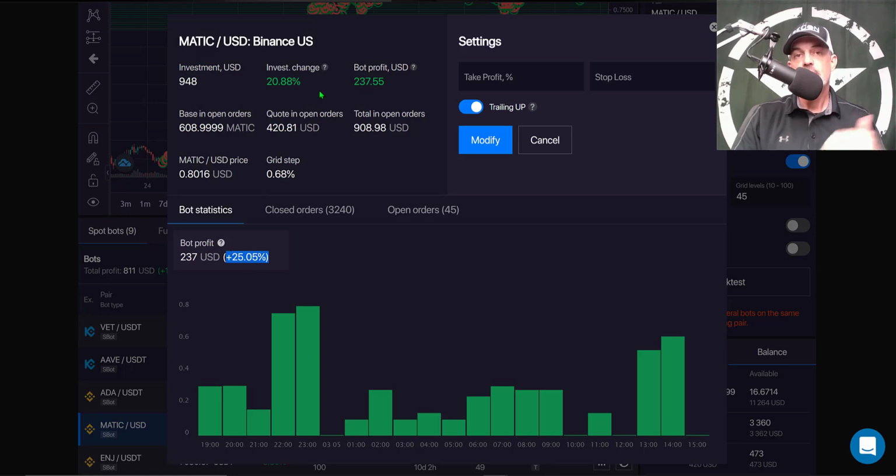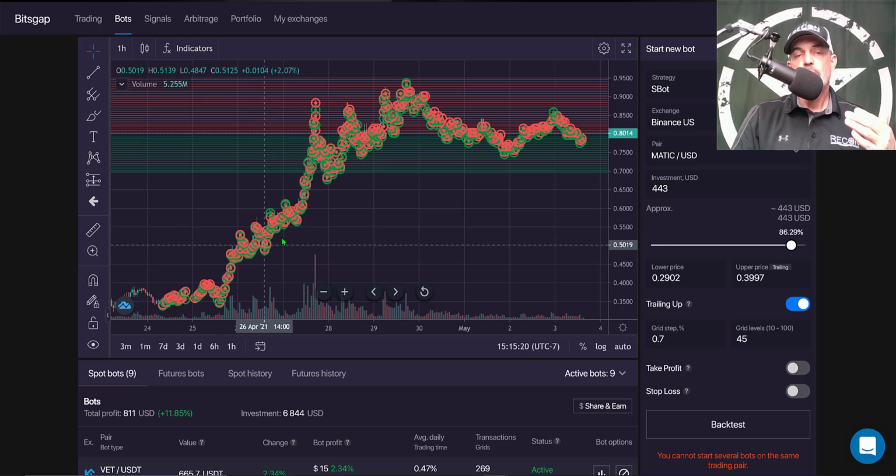Now, since the price has actually pulled back recently, my total investment change is around 21%. But without the trailing up feature enabled, I would not have captured this entire move unless I manually closed and redeployed the bot multiple times.